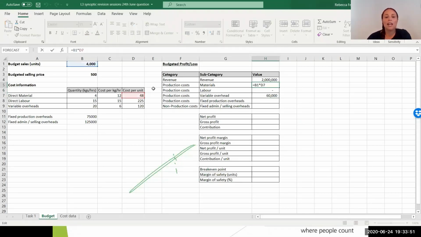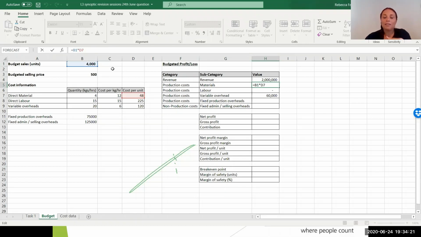So if I click on here, you can see that it's done D7 times B1. If I then click on labour, well, it's moved it down to the 225, which is great, but it's also moved down that 4,000. And I don't want to do that. I want to lock that one in. So that's the reason why we absolute. So if I go back and I absolute this B1, it locks it in. So when I drag it down 2 more cells, it's not going to move.